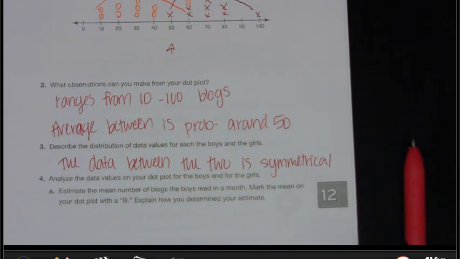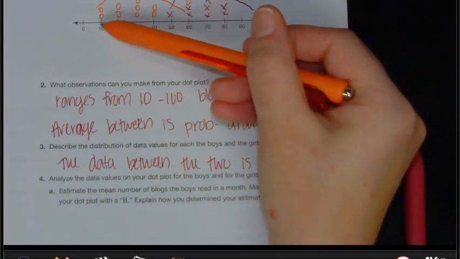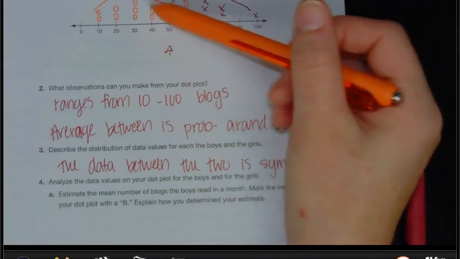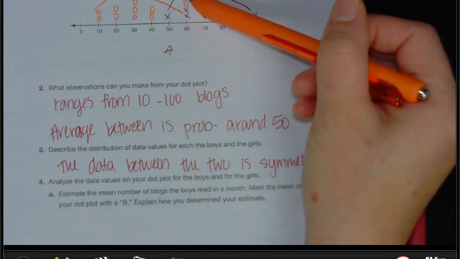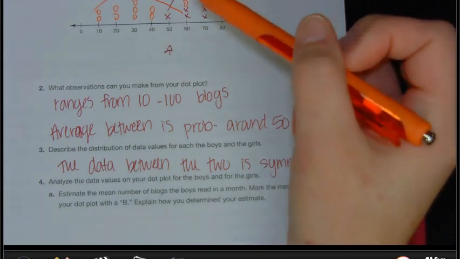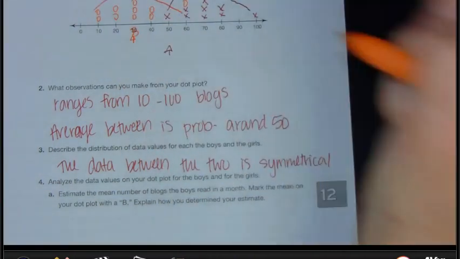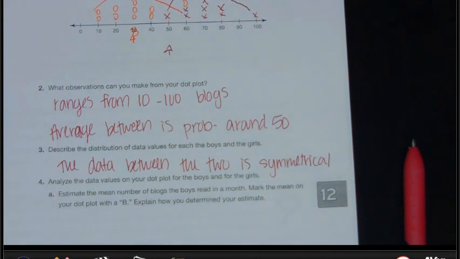If I look at the boys, I have 10, 10, 20, 20, 30, 30, 30, 40, 40, and then I've got one over here at 60. It looks to me that my mean is probably somewhere around in the 30s. I feel like I missed a 20.